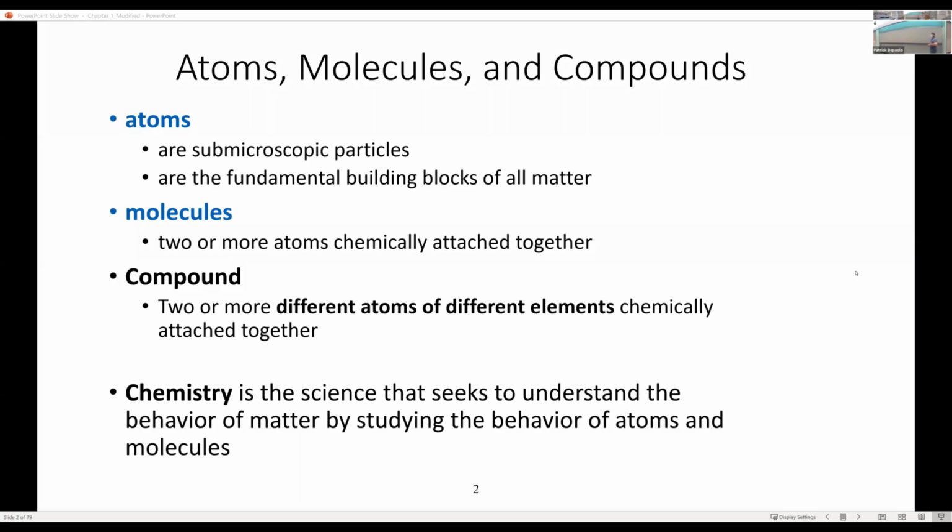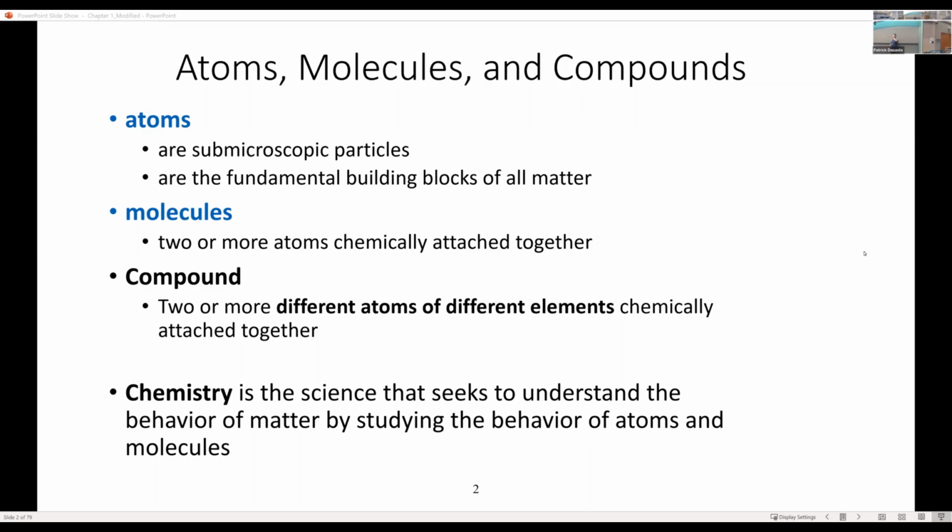So the four main terms, you have atoms, molecules, compounds, and elements. Atoms, like I mentioned, are the actual subatomic, or not subatomic, submicroscopic particles. So the smallest particles of matter. And the different types of atoms are called the elements, which is listed underneath compounds, when different elements form together by chemical bonds. But the different types of atoms are the elements, and the elements are located on the periodic table.